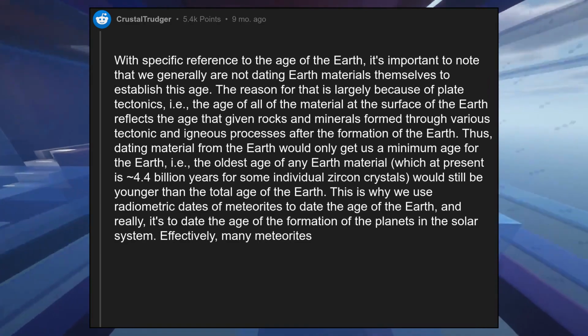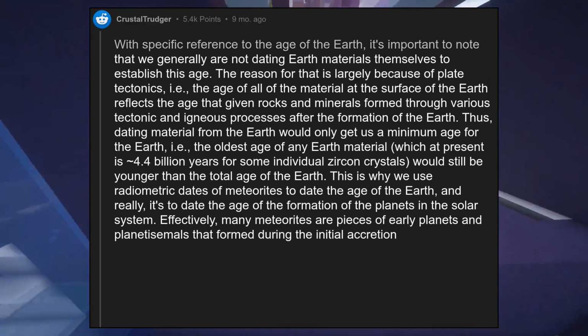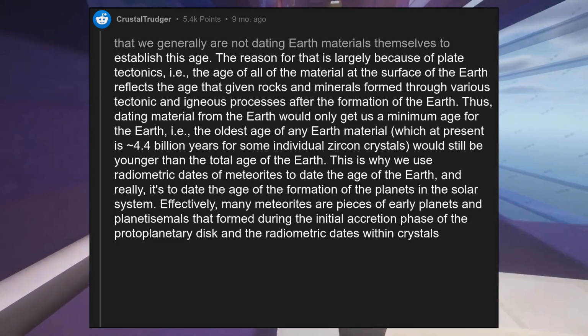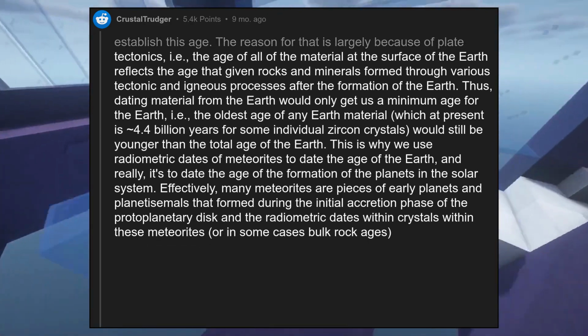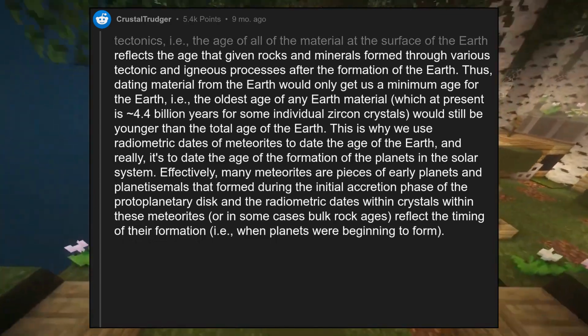Effectively, many meteorites are pieces of early planets and planetesimals that formed during the initial accretion phase of the protoplanetary disk, and the radiometric dates within crystals within these meteorites, or in some cases bulk rock ages, reflect the timing of their formation, i.e., when planets were beginning to form.